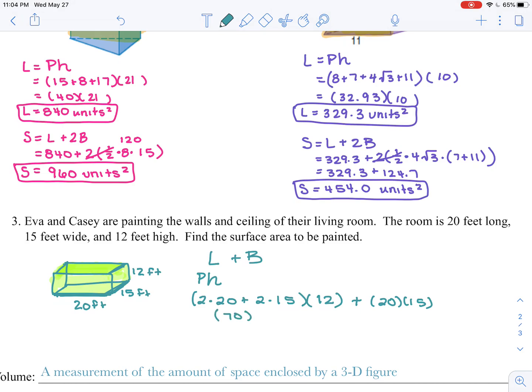And when I put all this into the calculator, perimeter of the base was 70 units times 12. So lateral area of 840. And then when you multiply 20 times 15, should be 300. So altogether, they need to paint 1,140 square feet.